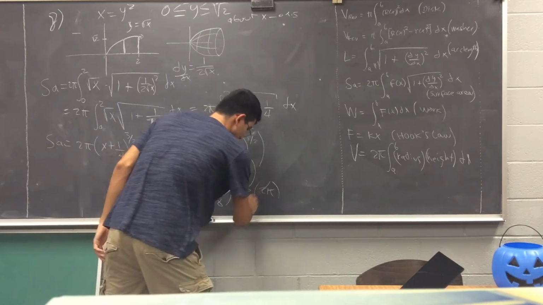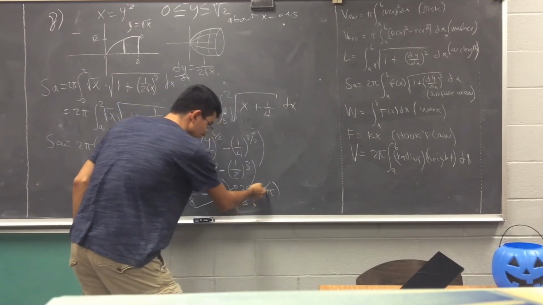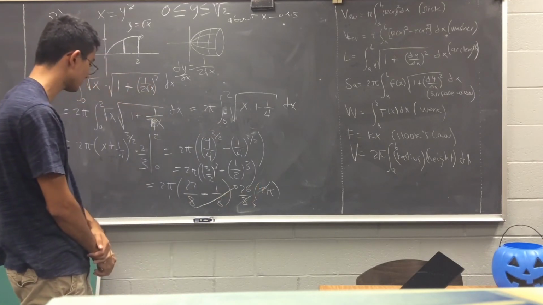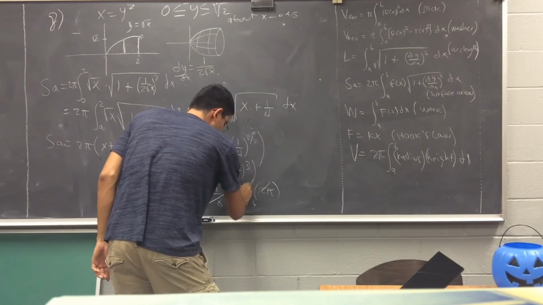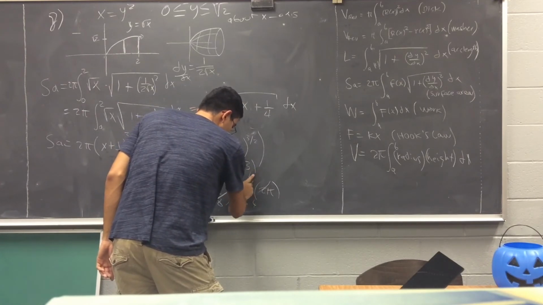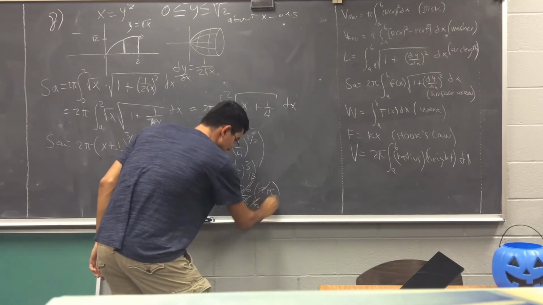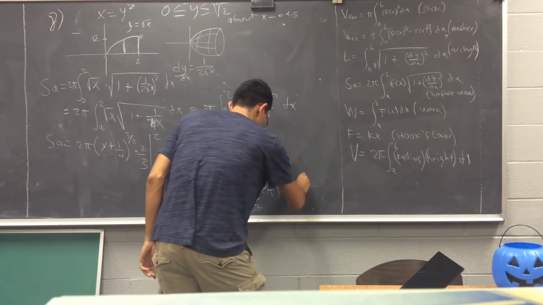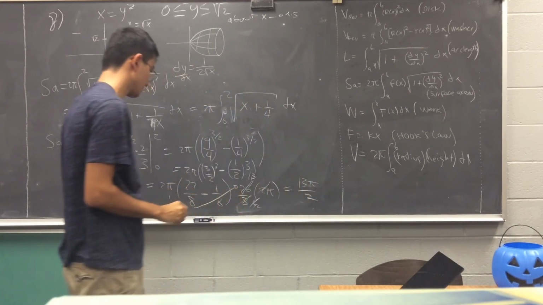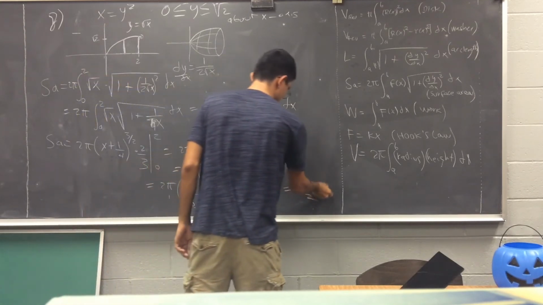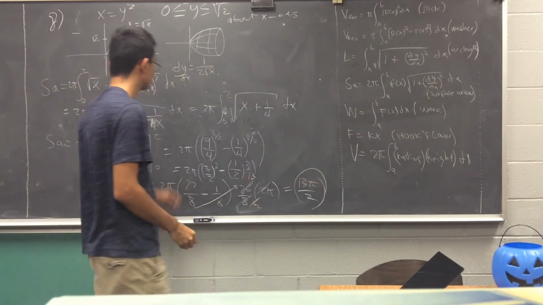Over here, we can simplify this a little bit, and we're going to be left with what? We divide this by 2 over here, that's going to be 13. 13 times 2 is 26, and this is 2. So this is 13 pi over 2. All right, so that's going to be the surface area of the paraboloid.